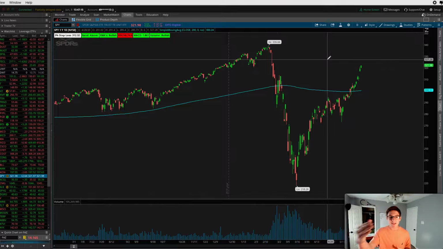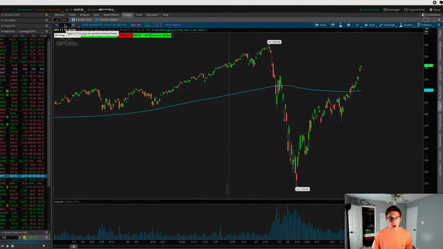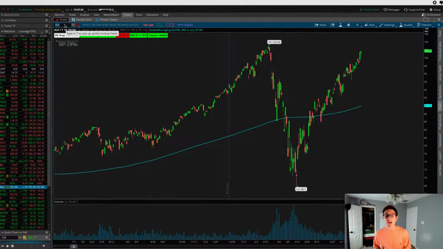So first off, this is the SPY, which is the S&P 500 ETF. So this tracks the overall market. But what we want to be looking at when we're tracking individual market sectors and cycles is to be looking at those individual sectors and cycles. So for instance, XLK is the technology sector of SPY, or the S&P 500.